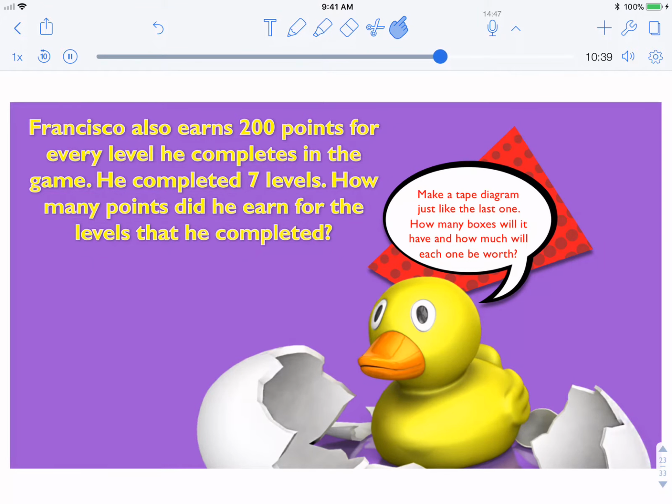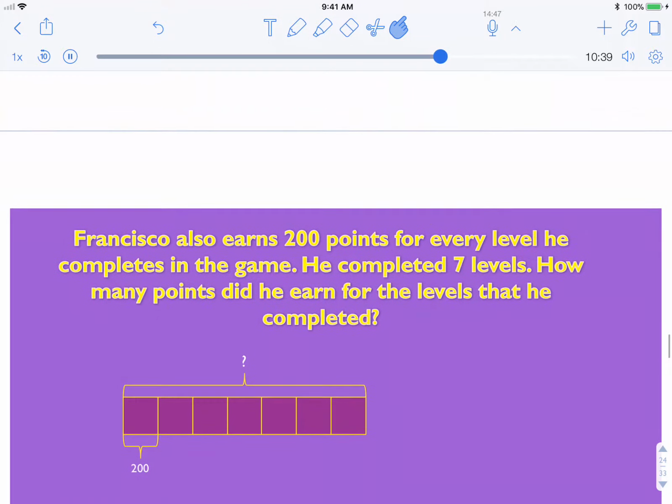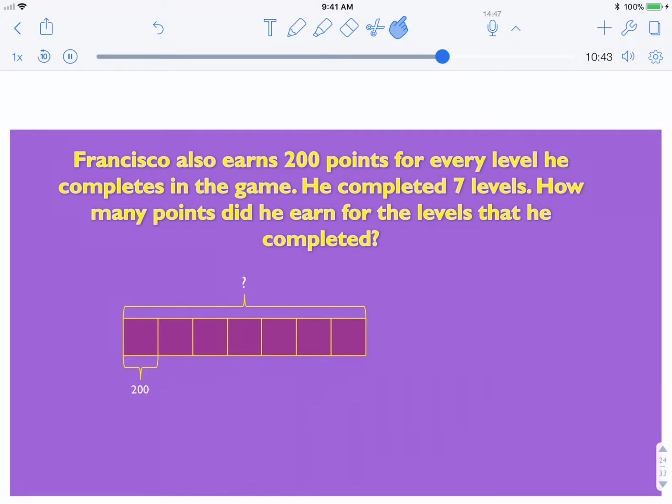So, if you look at mine, Francisco also earns 200 points for every level he completes in the game. So each level is worth 200 points. How many levels did he complete? He completed 7. So I have 7 boxes. Each box equals 200 points.